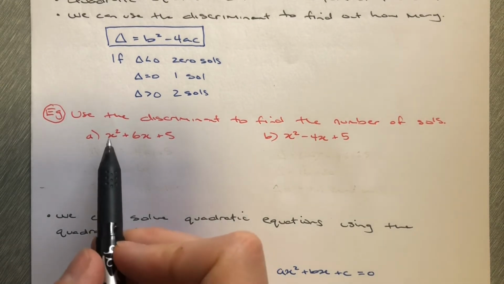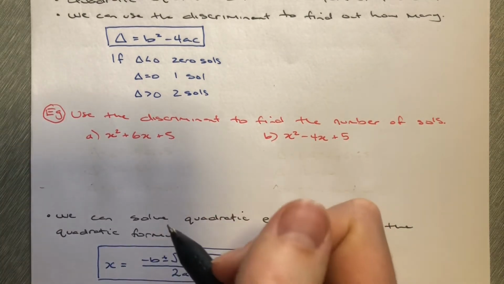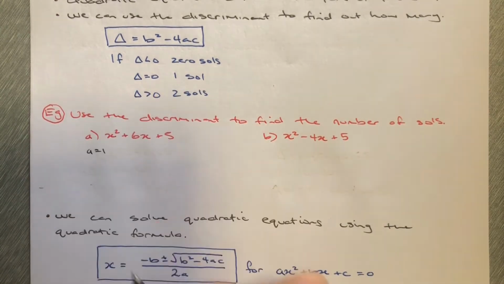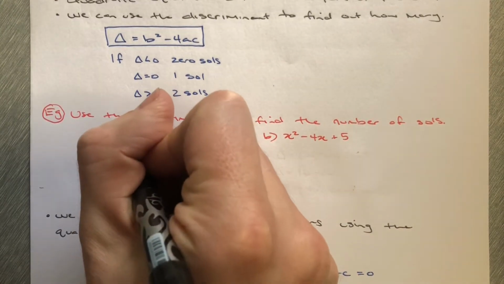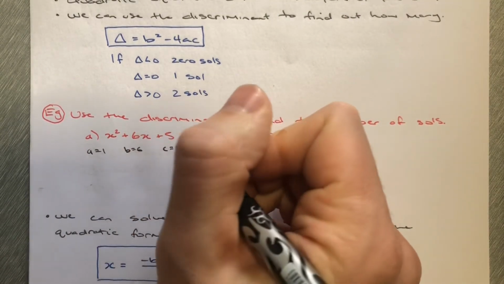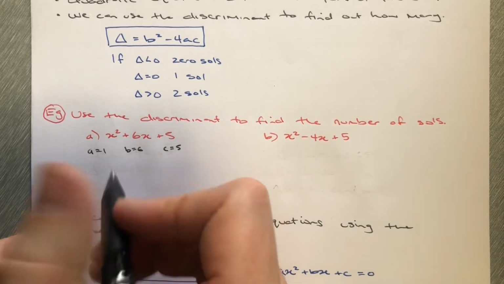Firstly we need to know our a, b, and c. I'm not necessarily going to write this every time, but in this case we have a equals 1, because it's the coefficient of x squared. We've got b equals 6, and we have c equals 5. So they're the things that we need to substitute into our discriminant formula.